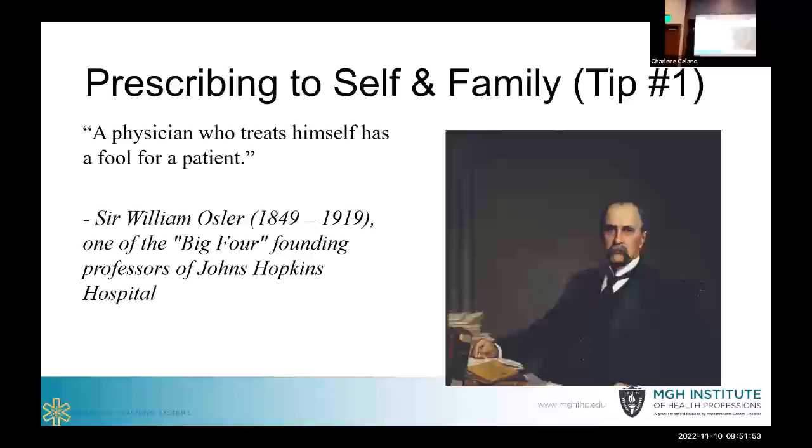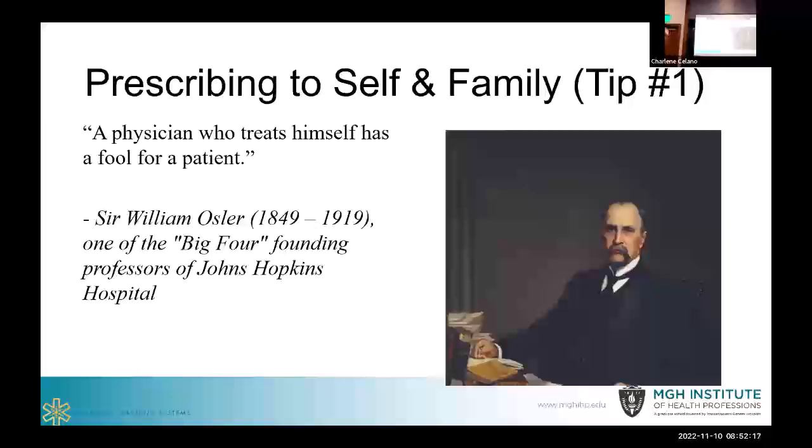So one of the things that you can do is not treat yourself or your family. That's a good one, right? In the last 10 years I've probably seen 30 cases of people self-prescribing or giving a child or a spouse a prescription for a controlled substance. And I keep thinking to myself, how do you do that? But it happens, and people do it.